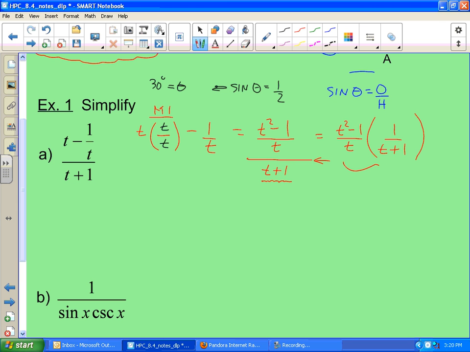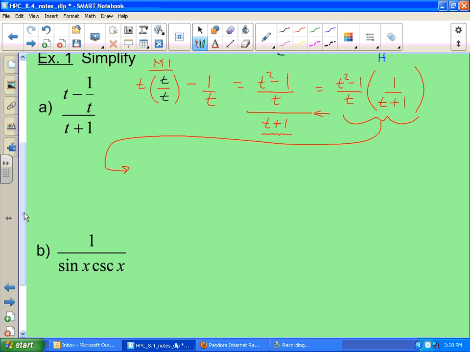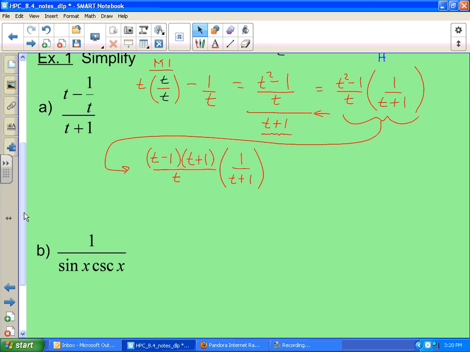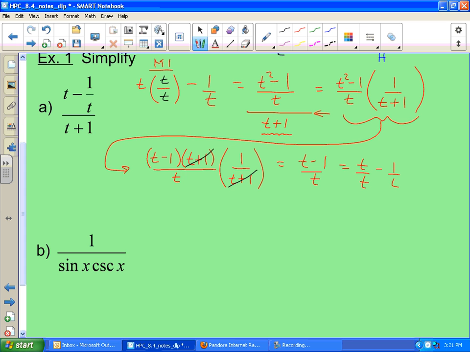Well then, let's take this and move it down here. T squared minus 1 is a difference of 2 squares. So we can write it as t minus 1 times t plus 1, all over t, times 1 over t plus 1. And now we see that we're multiplying. We've got some factors here that can cancel: t plus 1, t plus 1. And we end up with t minus 1 over t, which we could simplify even further, because this is the same thing as t over t minus 1 over t, which we know is 1 minus 1 over t.